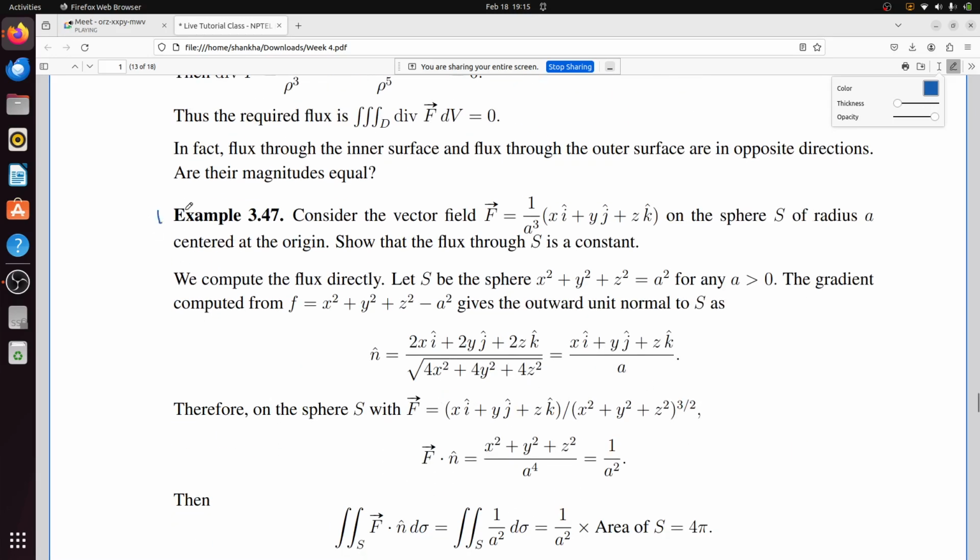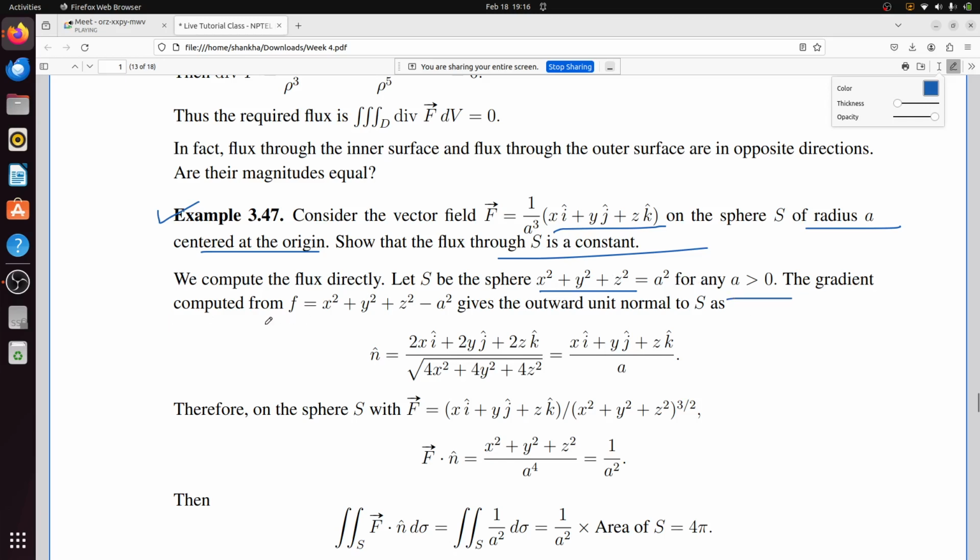Next problem, consider the vector field F as (1/a^3)(xi + yj + zk) on the sphere S of radius a centered at the origin, so that the flux through S is a constant. So we need to determine that the integral of F dot n dσ is a constant. So we compute the flux directly. Let S be the sphere x^2 + y^2 + z^2 = a^2 for any a greater than or equal to 0.